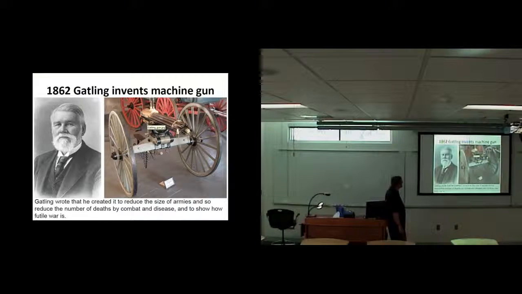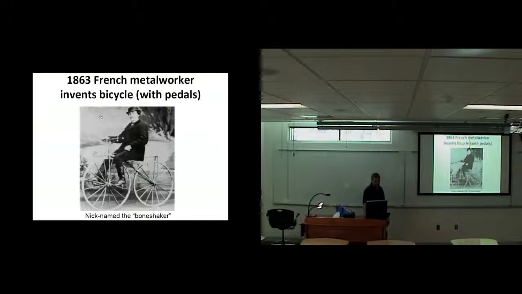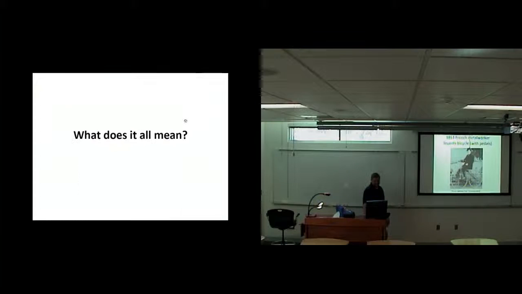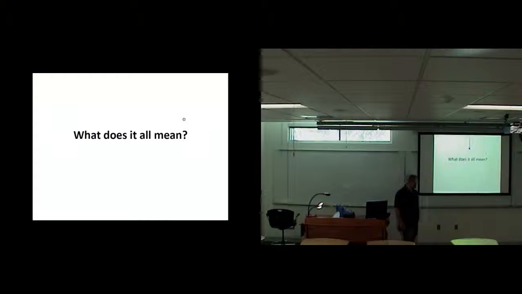But Gatling actually invented this machine gun so that you could reduce the size of armies, so that you have fewer people killing each other. It kind of worked. Metal bicycle, right? And you can see this progression is across the board.